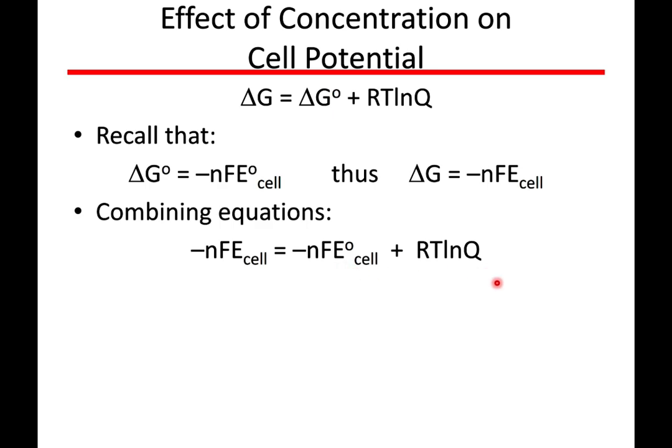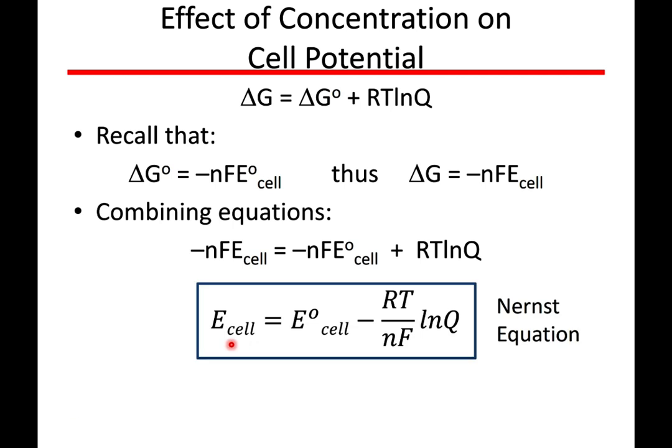And to solve for E non-standard, you could divide both sides by negative NF. And when you do that, you get E cell equals E standard for the cell minus RT over NF ln of Q. This equation is called the Nernst equation, named after Walter Nernst, who came up with it.